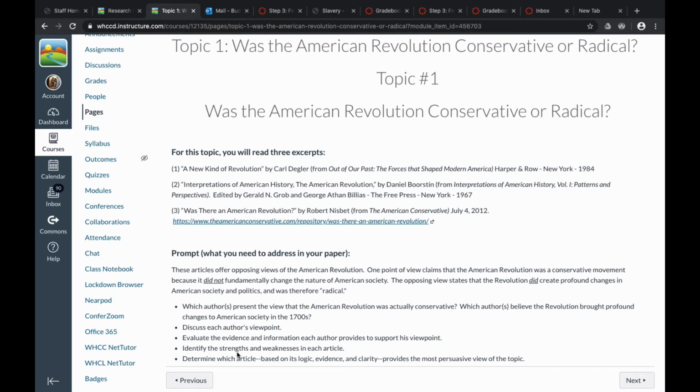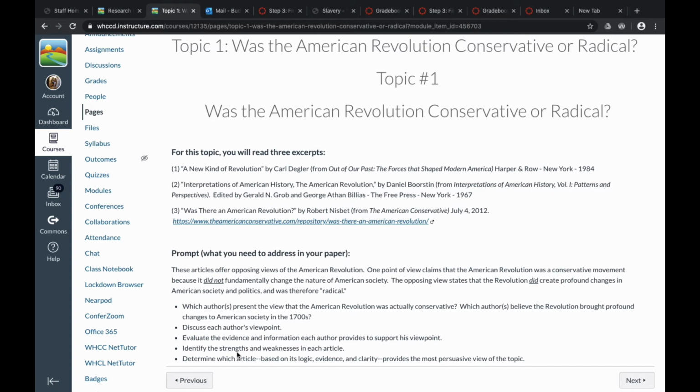All right. And on the other side of the coin, if they're arguing that the American Revolution was a radical movement, that it profoundly changed American society and politics, they're going to show you a before and after picture, right? They're going to show you how Americans lived and thought and functioned before the revolution, and how that was different, how it was radically altered after the American Revolution. All right, so what they present, the facts that they present, is considered their evidence. That's how they're supporting their particular viewpoint.